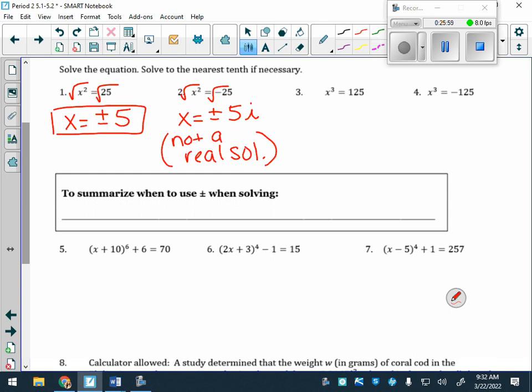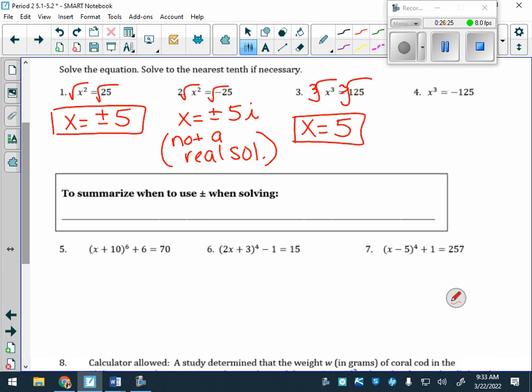Now, for 3 and 4, how do I get rid of that exponent? What would I do? Go ahead, Kate. Take the cube root of either side. Now, x equals, what is the cube root of 125? 5, right? And it's just 5. It is not plus or minus because it's just 5 cubed, okay?